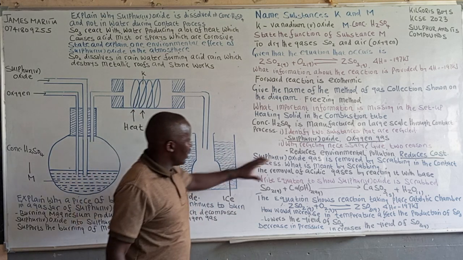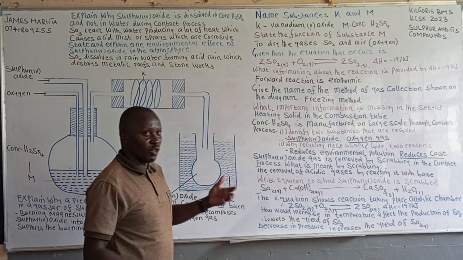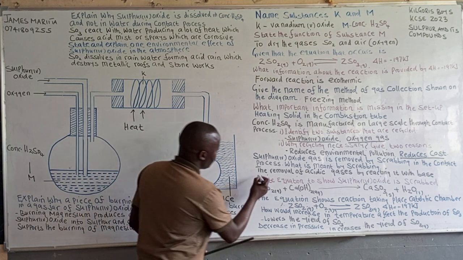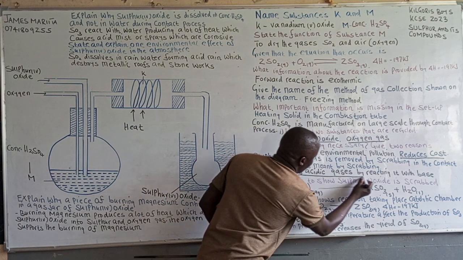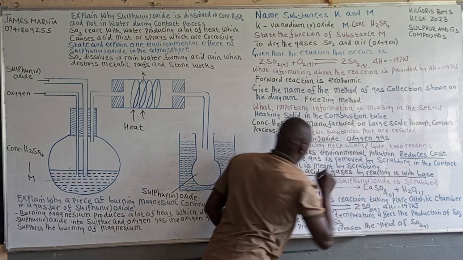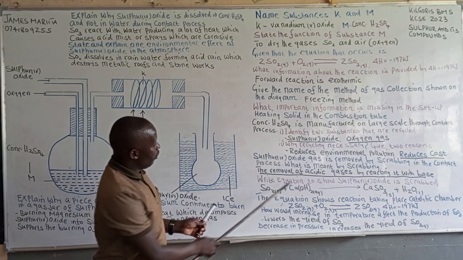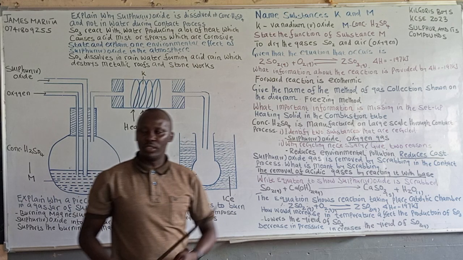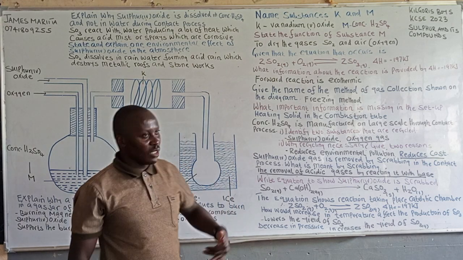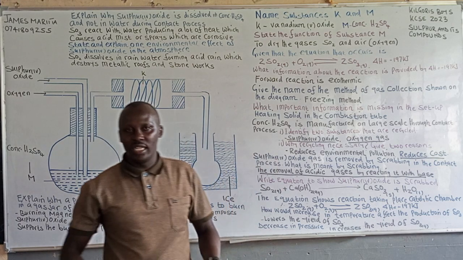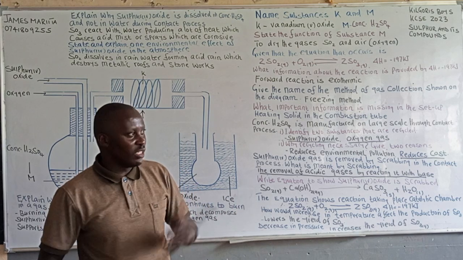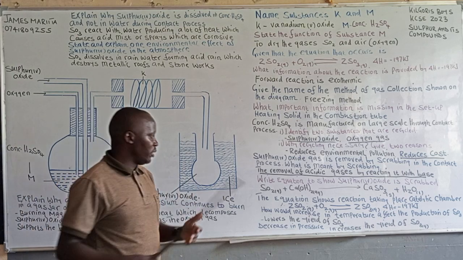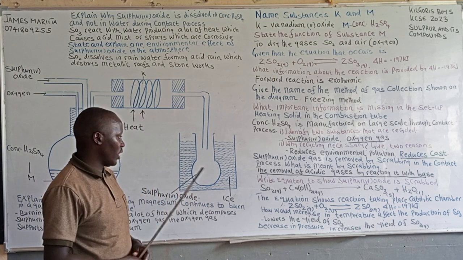Now, what do we mean by this scrubbing method? Scrubbing is the removal of acidic gases by reacting with a base. The base in this case is calcium hydroxide, reacting with the acidic gas, sulphur oxide. It forms calcium sulphate, which does not escape into the atmosphere, and also it forms water which can be used for domestic uses.